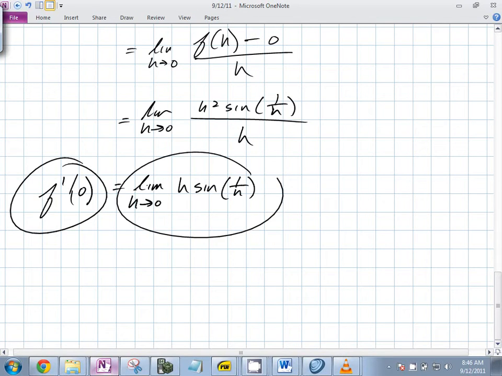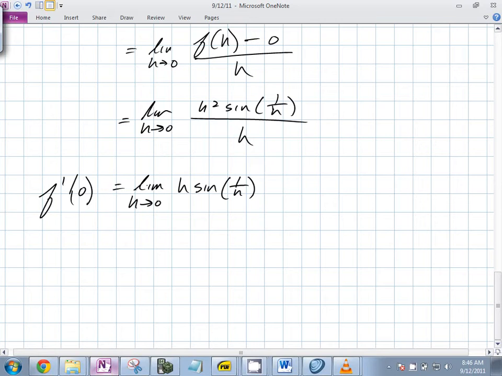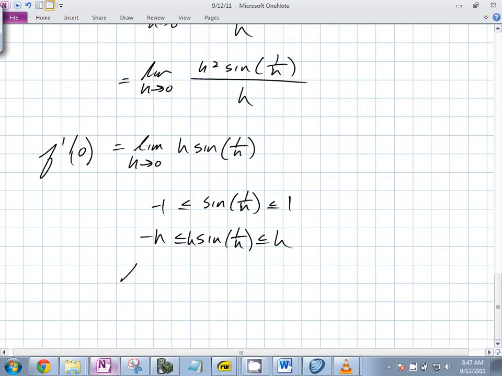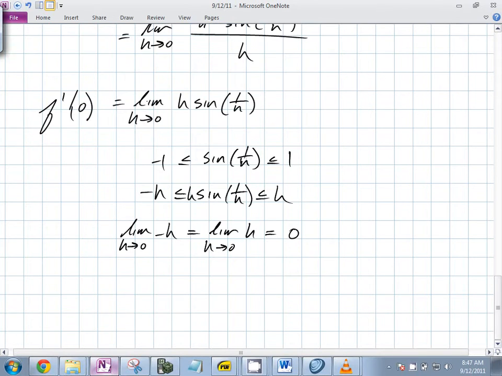And do we have a really straightforward method that's almost identical to what we just did? Yes. What is sine of 1 over h always less than or equal to? 1. What's it always greater than or equal to? So therefore, negative h is less than or equal to h sine of 1 over h, which is less than or equal to h. And we know that the limit as h goes to 0 of negative h is equal to the limit as h goes to 0 of h, which is equal to 0. So what has to be true? The limit as h approaches 0 of h sine of 1 over h equals 0.